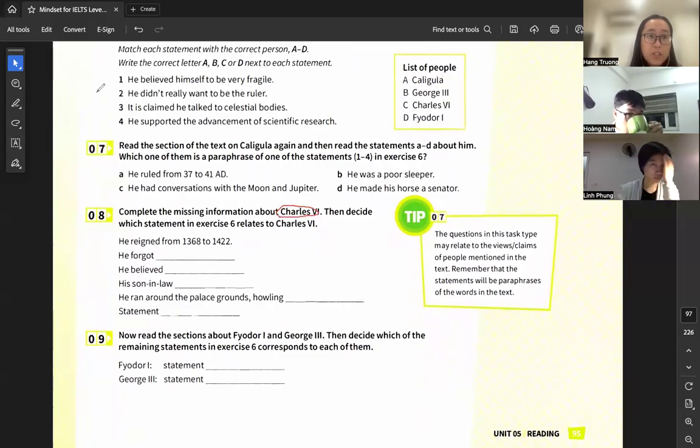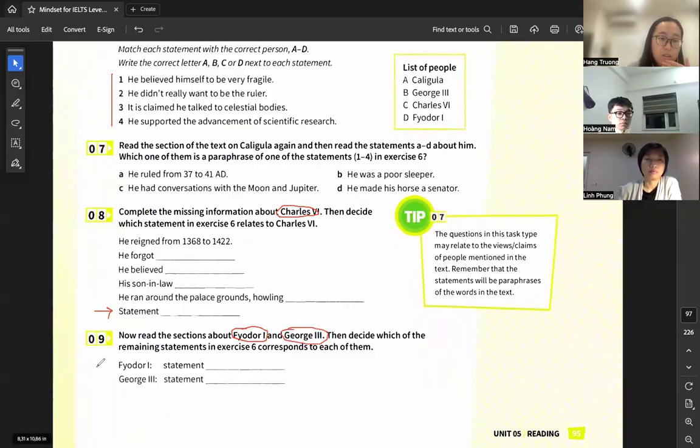Sau đó nhìn lại bài 6 xem là cái statement nào trong số 4 cái statement này nó match với ông Charles. Khoa làm bài 8 nhé, chị Linh làm bài 9 để cho nhanh. Chị Linh sẽ focus vào hai người này. Ok.